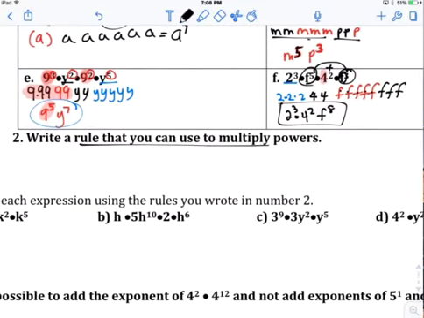What rule can you use when you're multiplying powers? Add the exponents when the bases are the same.